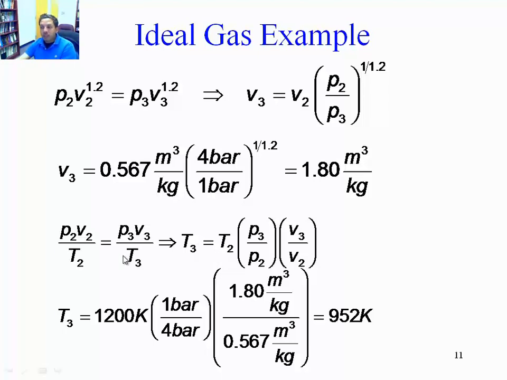So T3, solving from here, is equal to T2 times P3 over P2 times V3 over V2. So it is 1200 Kelvin, that's T2, times the ratio of pressures from 3 to 2, which is 1 bar to 4 bar, times the ratio of volume from 3 to 2, which is 1.8 to 0.567 cubic meters per kilogram. And that gets us to a temperature of 952 Kelvin.